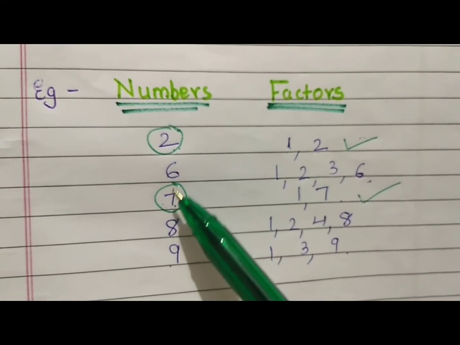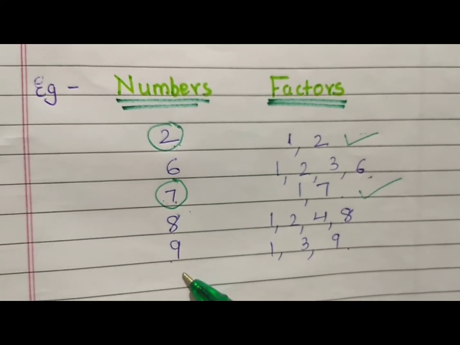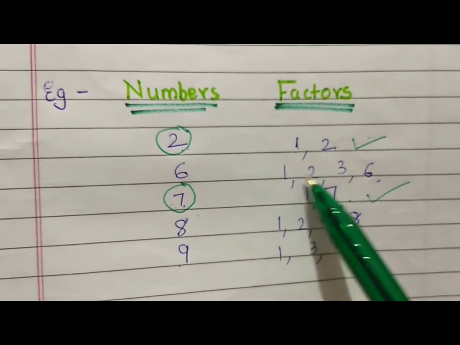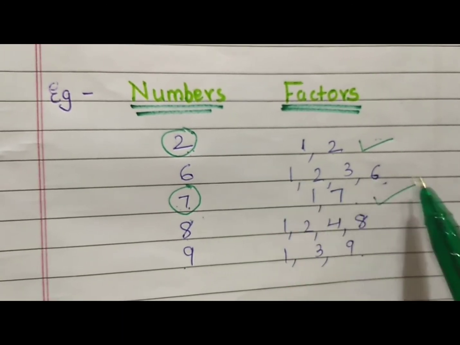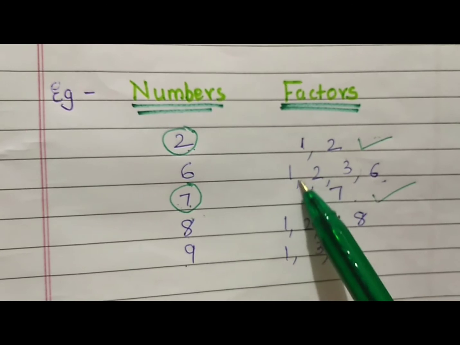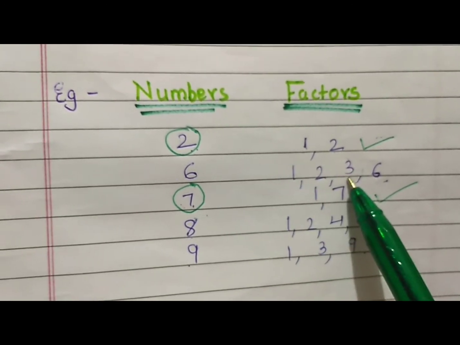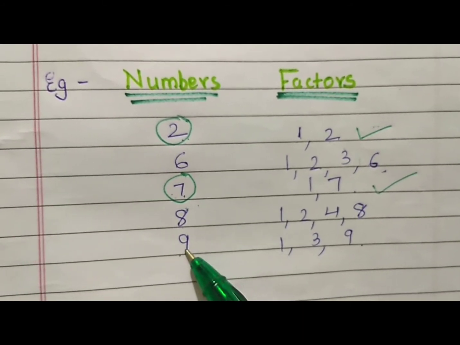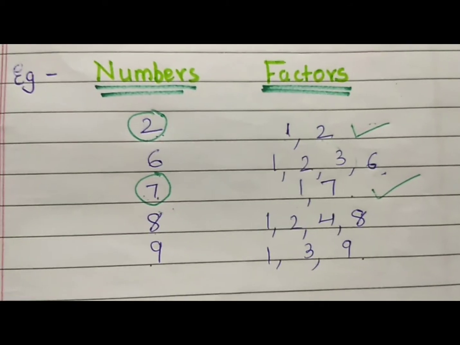In case of the rest of the numbers, that is 6, 8 and 9, they have more than 2 factors each. As you can see, the number 1 and the number itself, and apart from it they have more than 2 factors. 6, 8 and 9 are composite numbers. They are not prime numbers.